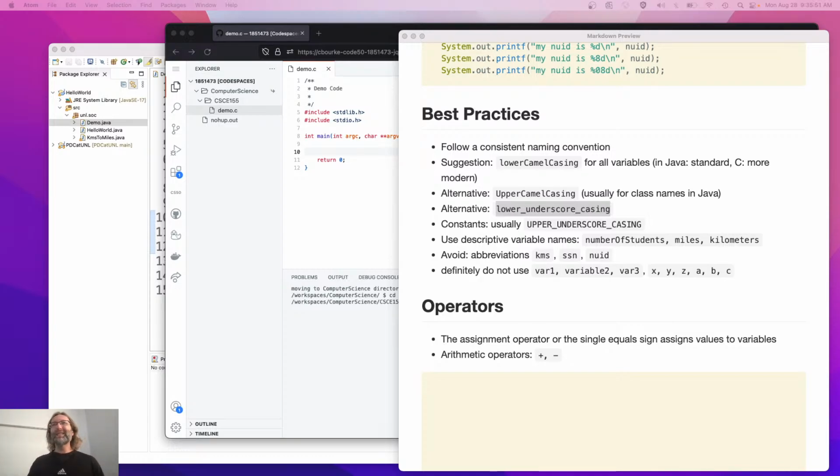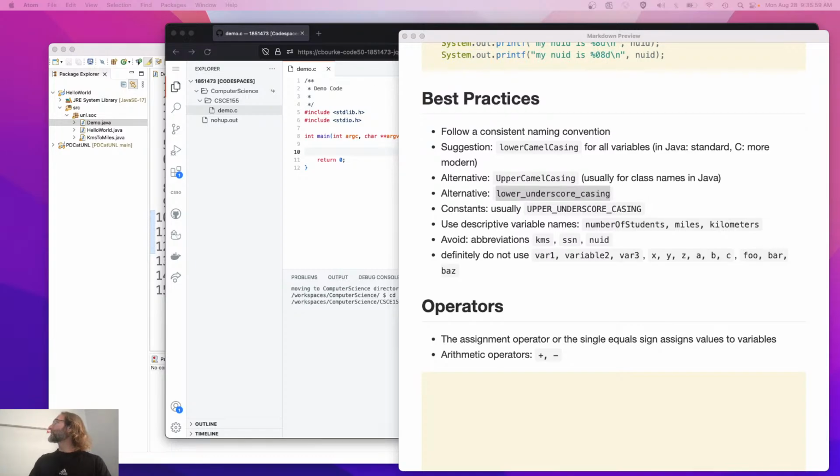A, B, C, no. Avoid those. Or placeholders. You'll see them all over the place. Foo, bar, baz, right? That's geek speak for, they're just common placeholders, right? So definitely do not use those for real variables.